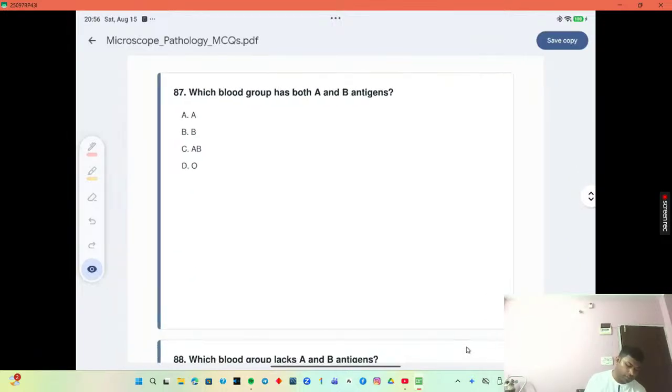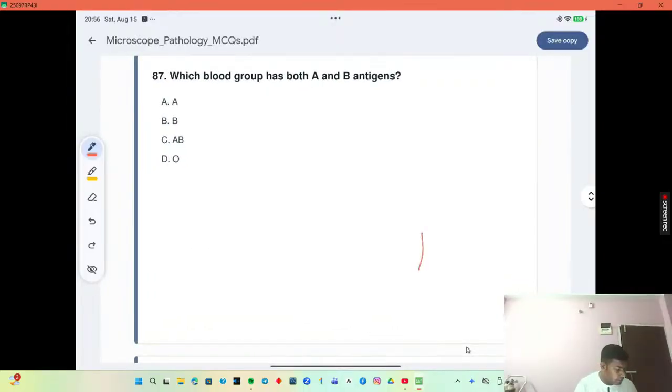So here the question is given as, which blood group has both A and B antigen? Can you please help me to answer this question? The right answer of this question will be AB. AB blood group has both A and B antigen.